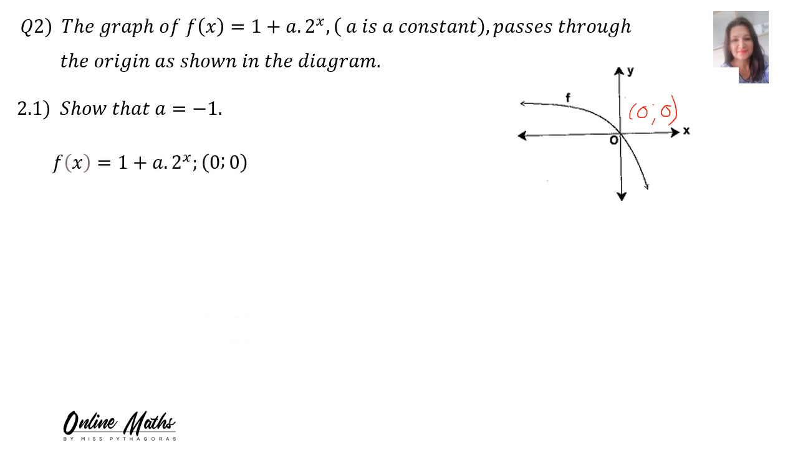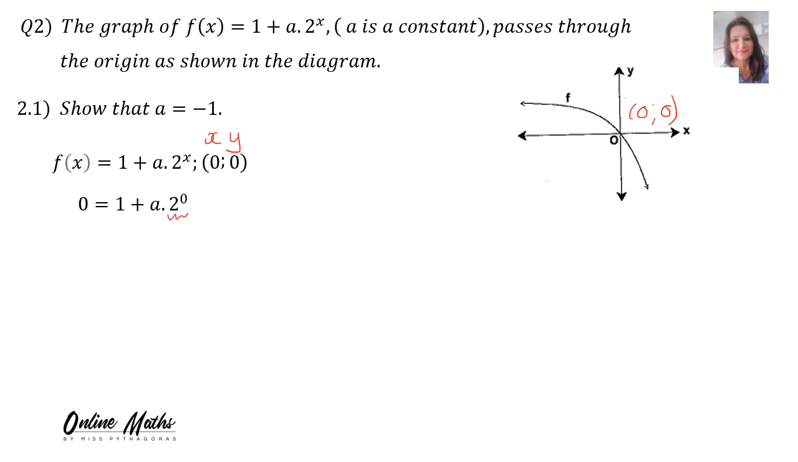Therefore, we will start with the equation. f of x is 1 plus a times 2 to the x. And then the only point we have is the origin, which is the point (0, 0). And now I'm going to substitute in x's and y's place the 0. Therefore, 0 equals 1 plus a times 2 to the 0. In x's and y's place, I substituted a 0.